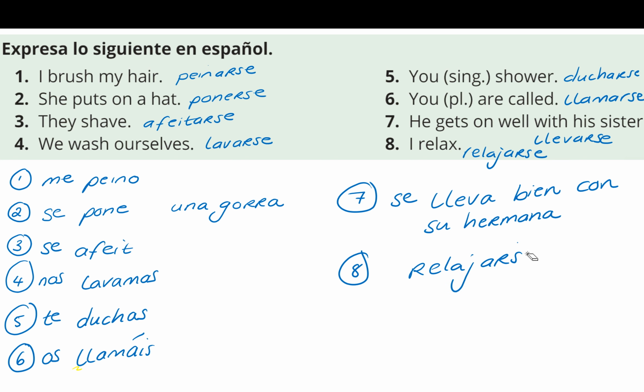Número ocho. Relajarse. Take off the se. Add the correct reflexive pronoun for me, which is me. Take off my AR and add the correct ending for me, which is O. Me relajo. Okay, ahí está bien.